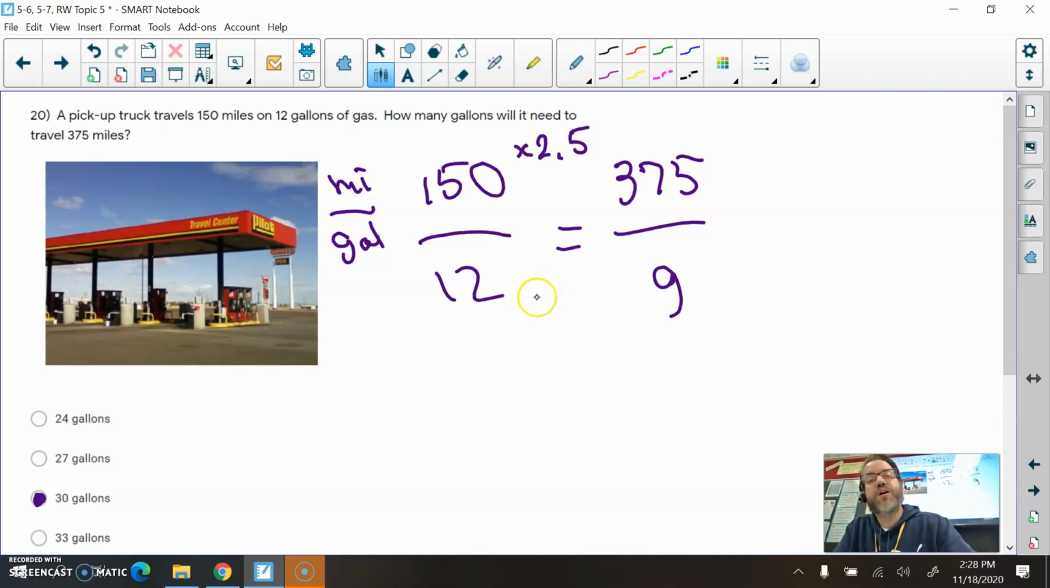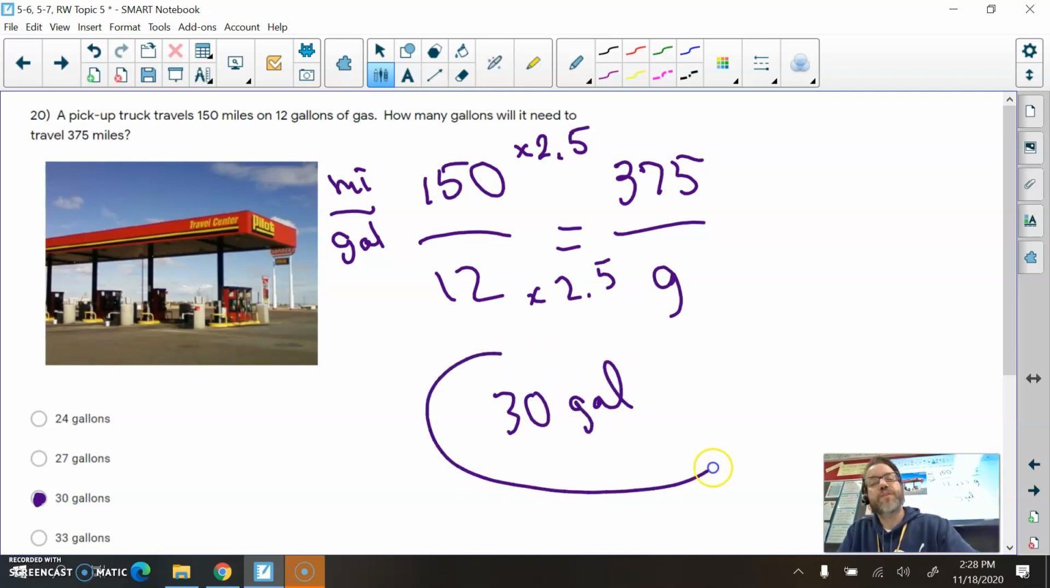So the inverse of that would be, well, 150 times 2.5 equals 375. So we could take 12 times 2.5 to find the number of gallons. And guess what? If you take 12 times 2.5, you can check this on a calculator. That equals 30 gallons of gas. Okay, so that truck would need 30 gallons of gas to go 375 miles.